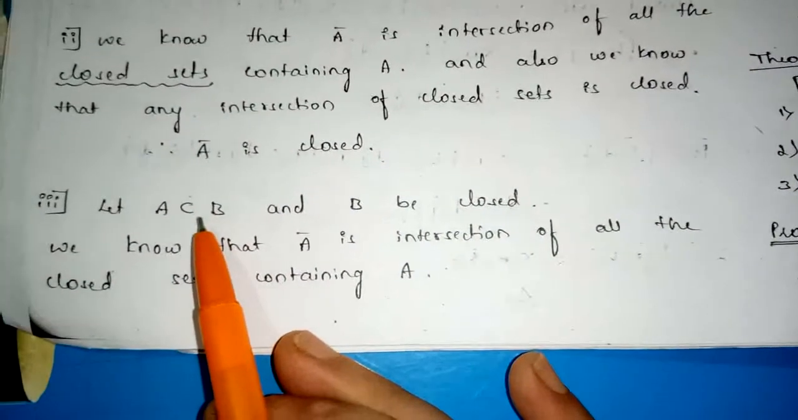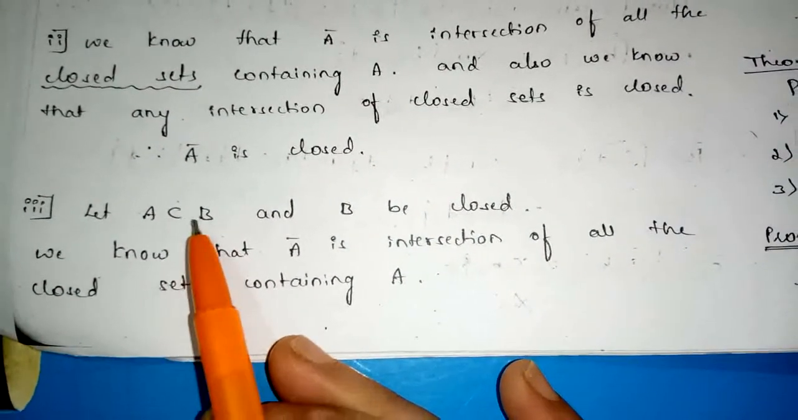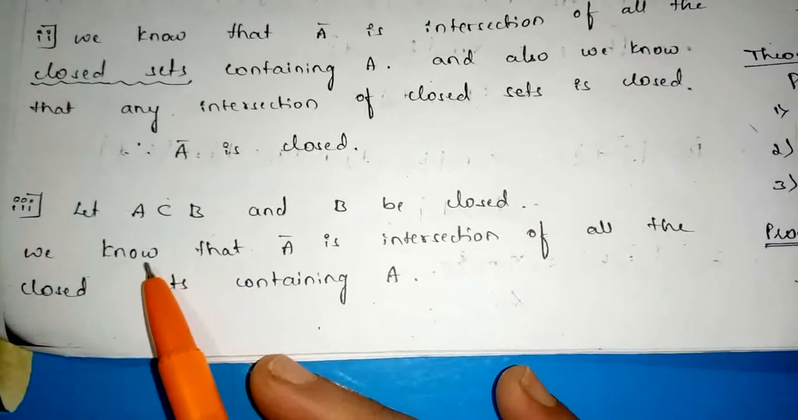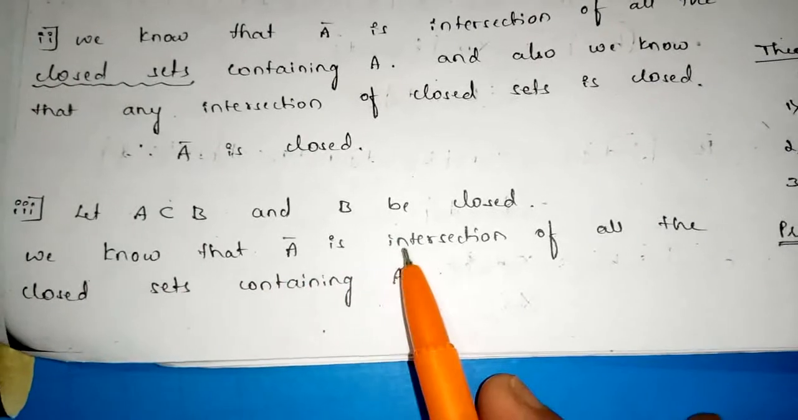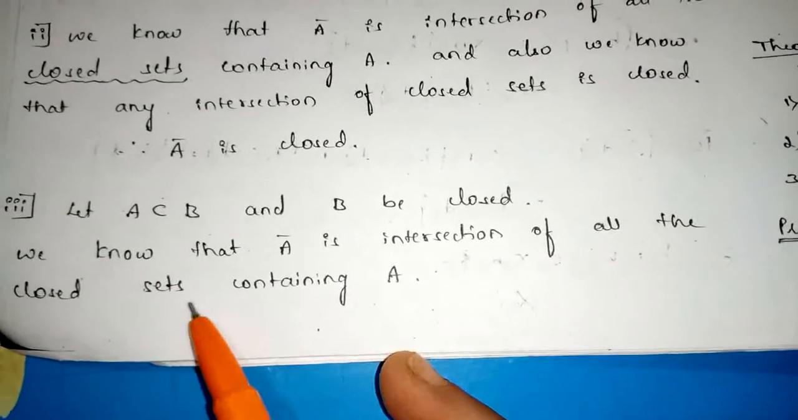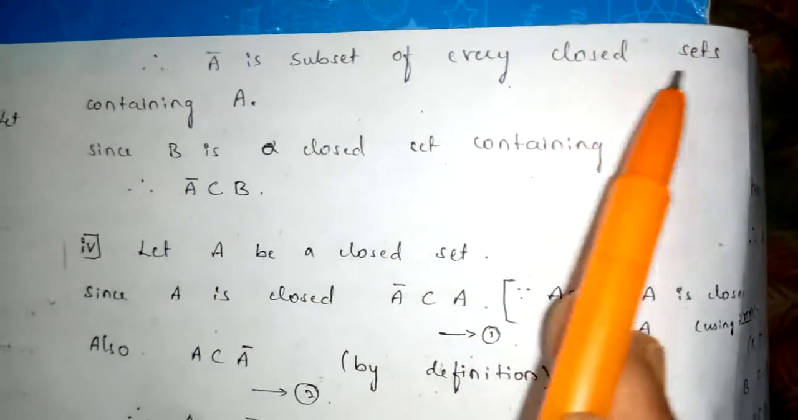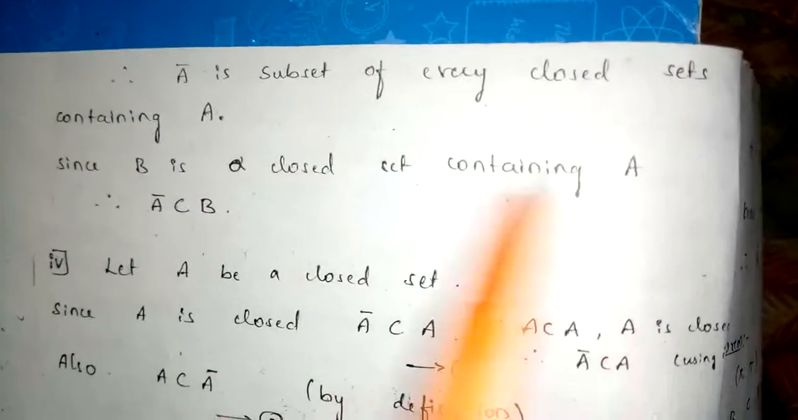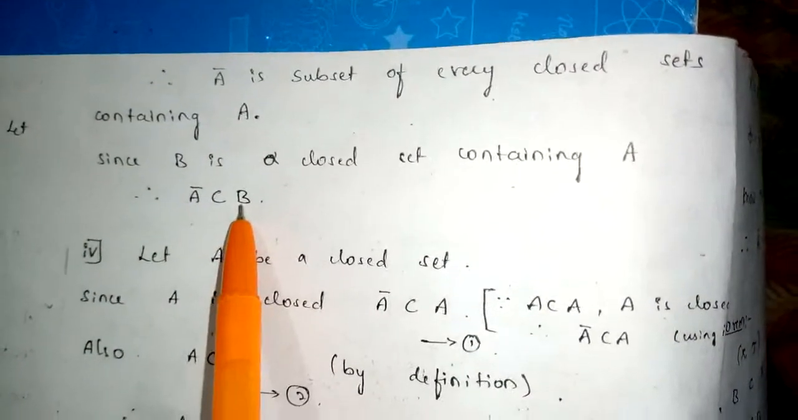Third, I have to prove that if A is a subset of B and B is closed, then by using these two conditions, A bar is a subset of B. We know that A bar is the intersection of all the closed sets containing A. Therefore, A bar is a subset of every closed set containing A. Since B is a closed set containing A, automatically A bar is a subset of B.